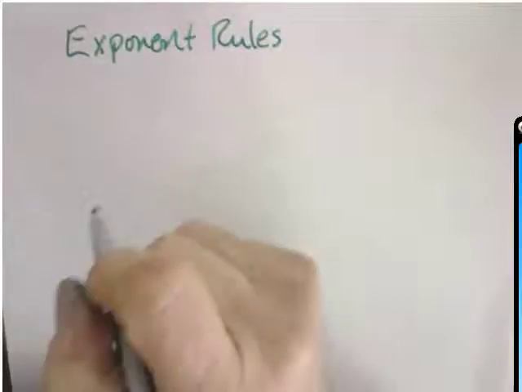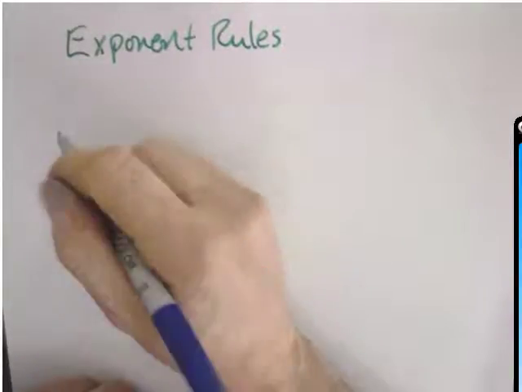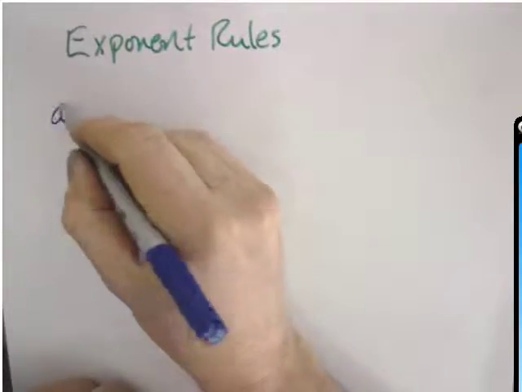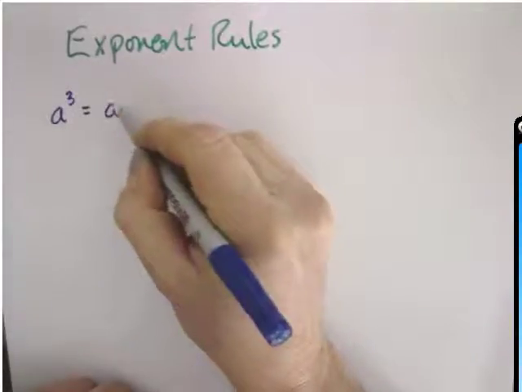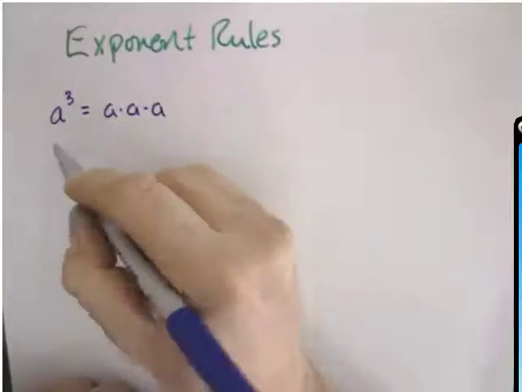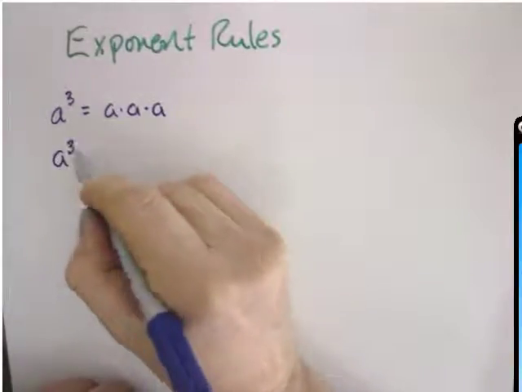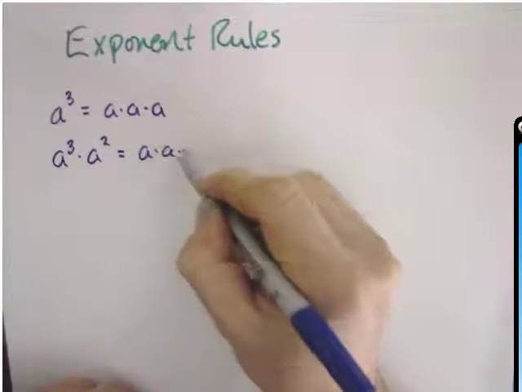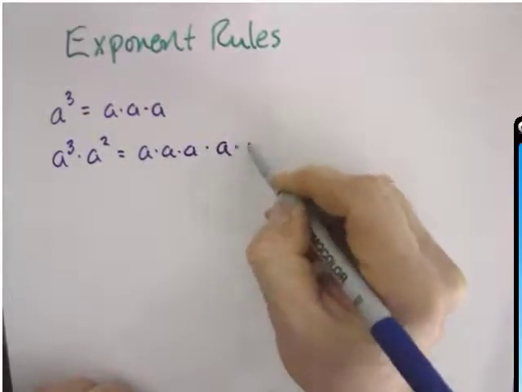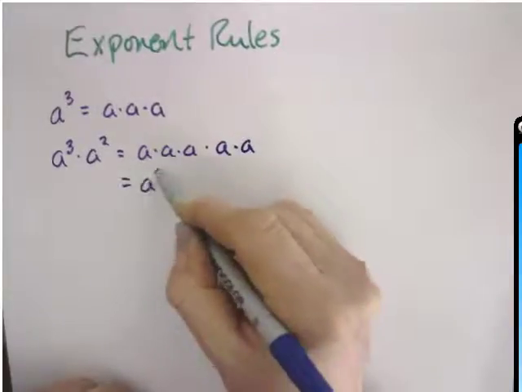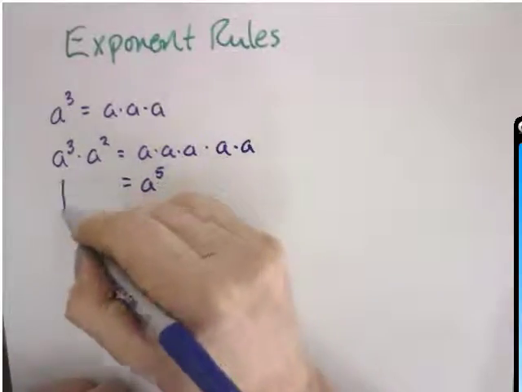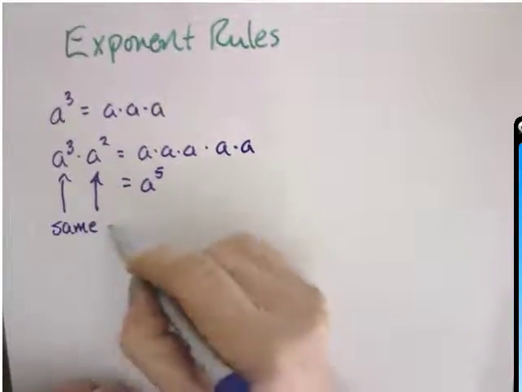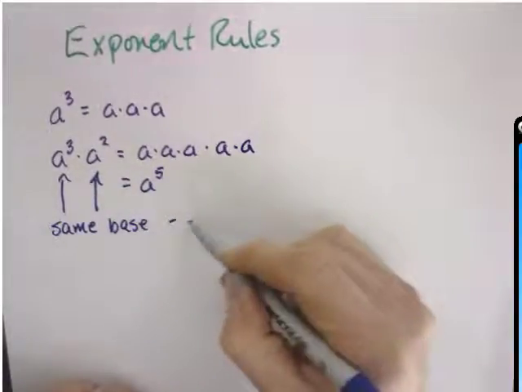And so we're just going to review some exponent rules that you're probably already familiar with. We already know that a cubed is equal to a times a times a. We know that a cubed times a squared is actually equal to a times a times a times a times a, which is equal to a to the fifth. And so when we have the same base, we add the exponents.